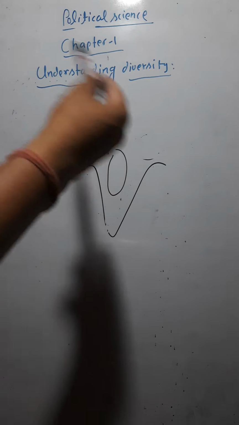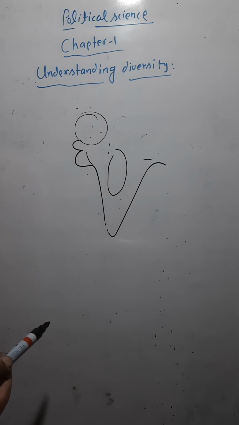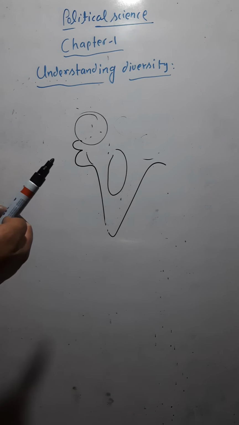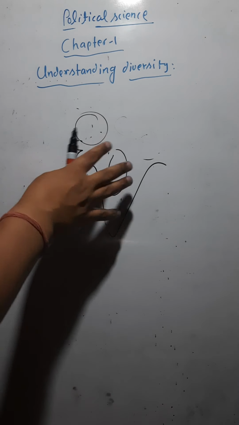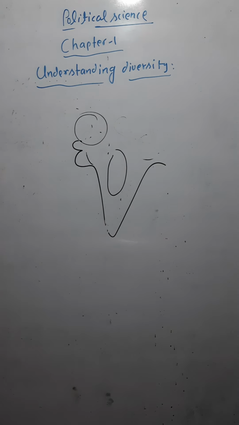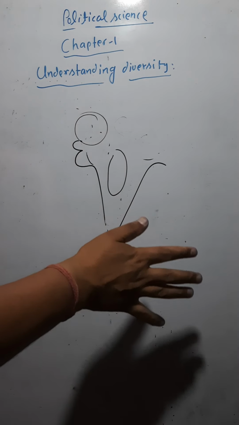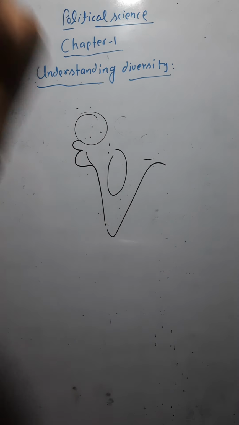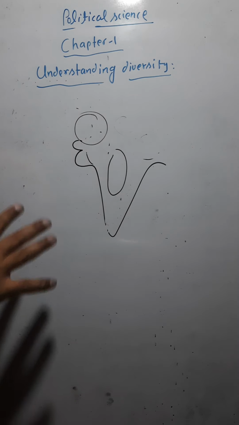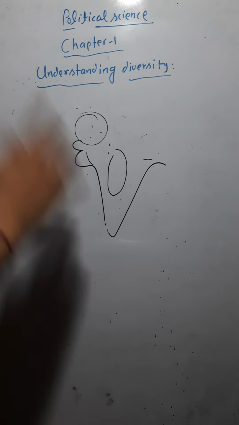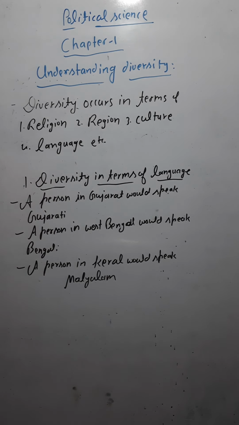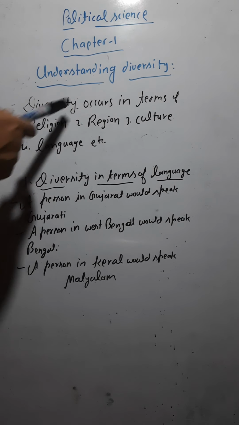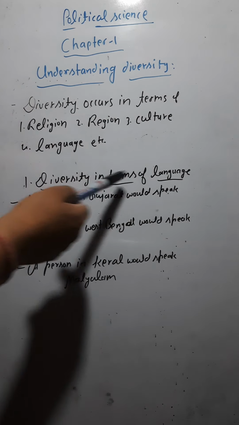In different areas, you would be knowing about different cultures also, isn't it? So we have diversity in terms of culture, and at the same time in terms of language. We can have diversity in many terms, like religion, region, culture, and language. These are the four terms on the basis of which we can understand diversity. Let me write this all. So we can have diversity in terms of religion, region, culture, language, etc.